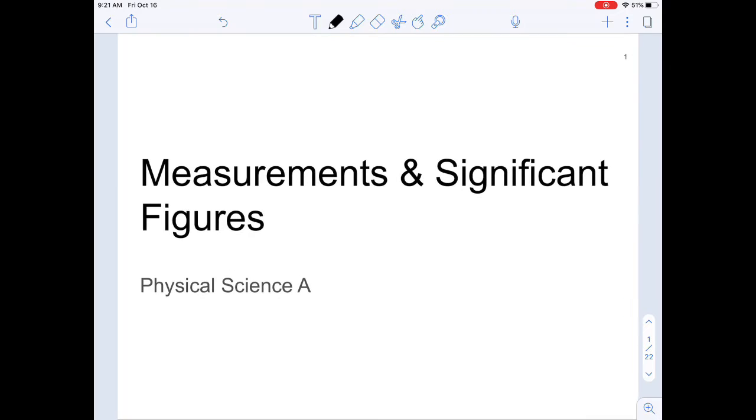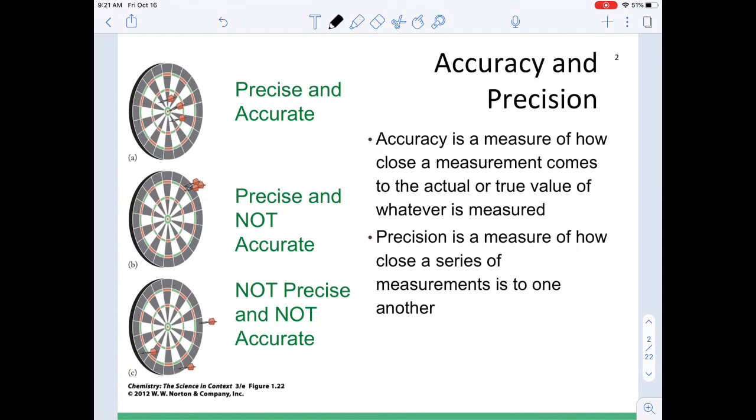So again, beginning with what we talked about in class on Friday, accuracy and precision. As a refresher, accuracy is a measure of how close a measurement comes to the actual or true value of whatever is measured. So how close a measurement is to the correct answer or the correct measurement. Precision is a little bit different, and it's a measure of how close a series of measurements are to one another. So nothing to do with actually being correct, but just how close the measurements are to the other measurements that you've made. So here we have three dartboards that show us the comparison between precision and accuracy.